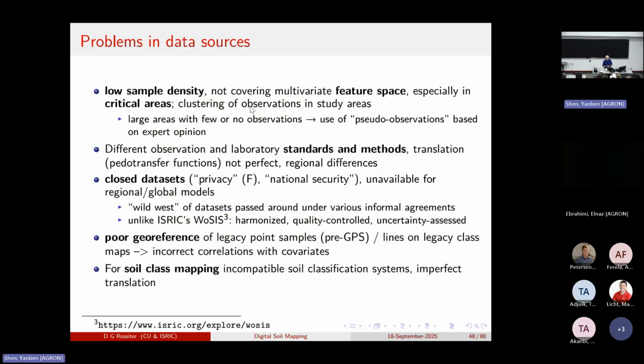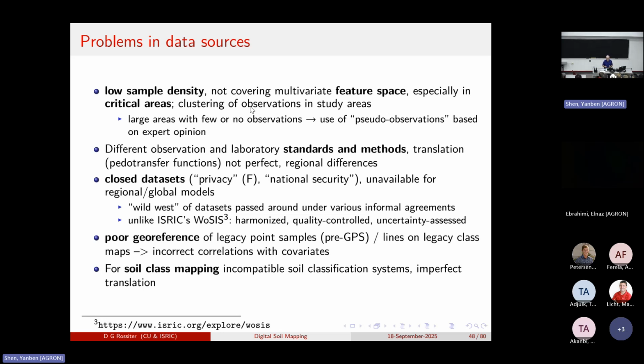So, problems of data sources. I mentioned the low sample density, large areas with few observations. Sometimes we use pseudo observations, so we guess what the soil might be, like we did with the Arctic soils, for example. Very, very few observations, but you get some ideas.